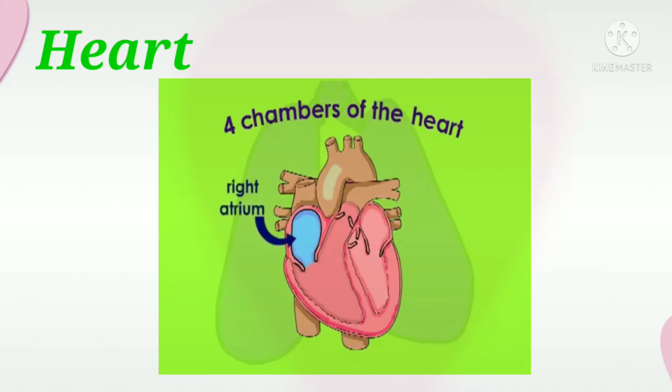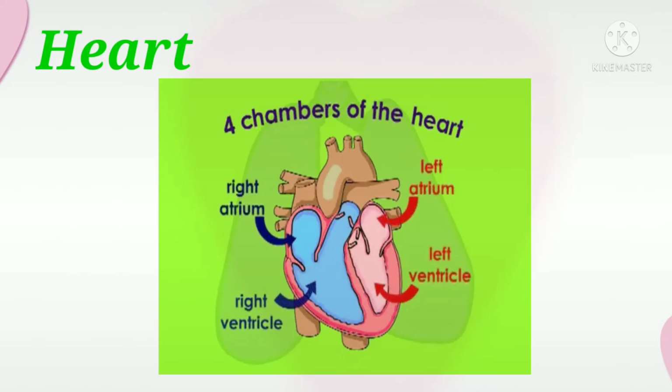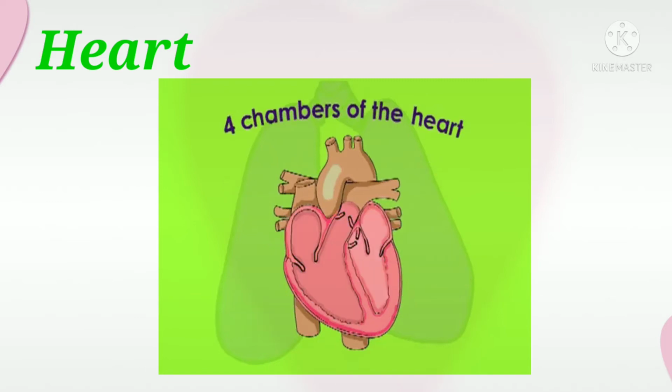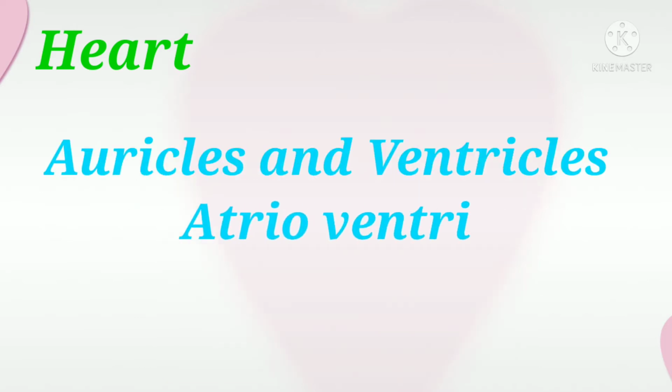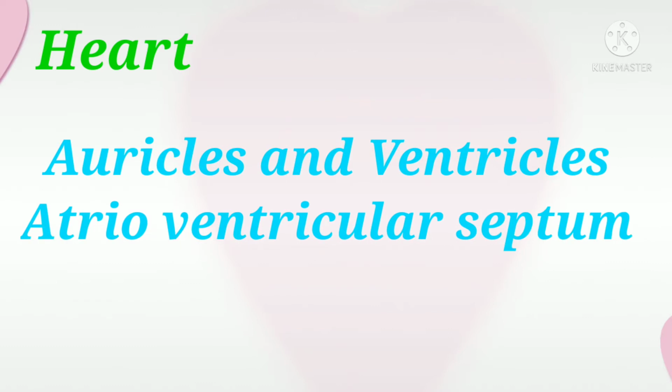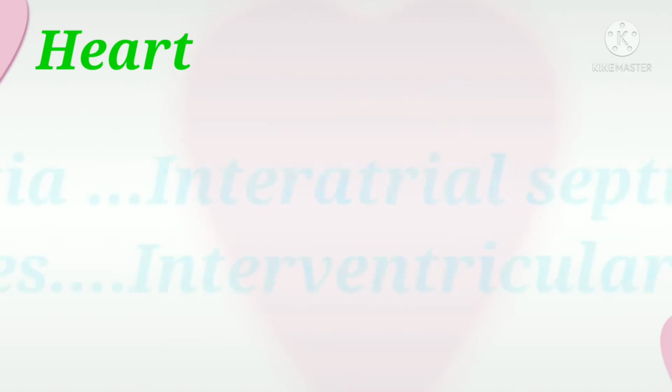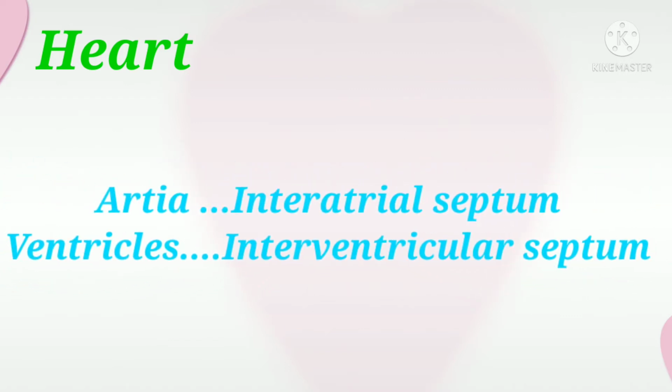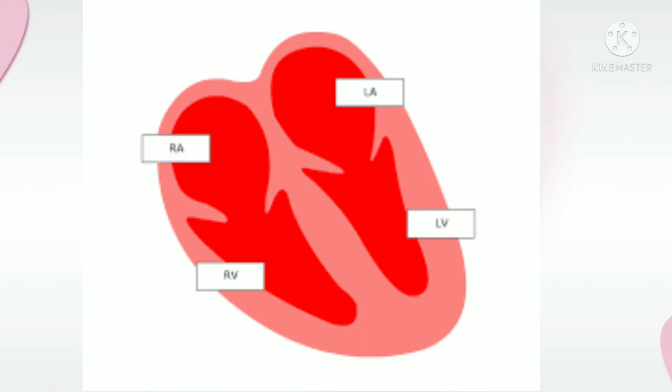The heart is divided into four chambers: right atrium, right ventricle, left atrium and left ventricle. Atria and ventricles are separated by the atrioventricular septum. The atria are separated from each other by the interatrial septum, and the ventricles are separated by the interventricular septum. The inner spaces of the left atrium and ventricle are smaller when compared to the right atrium and right ventricle.